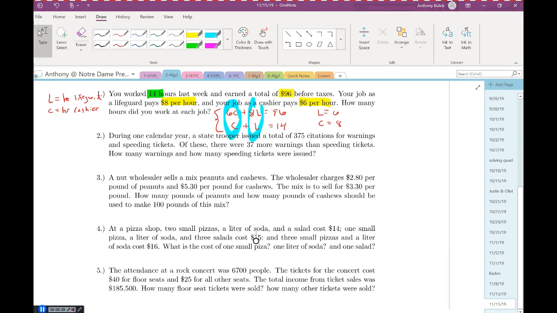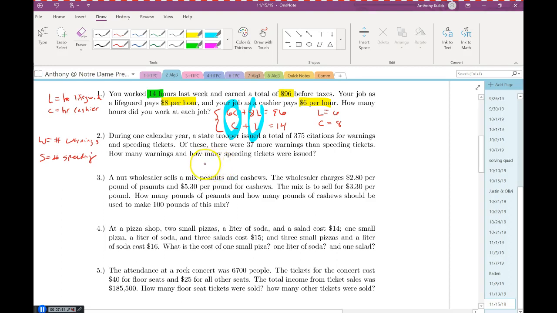Number 2: during one calendar year, a state trooper issued a total of 375 citations for warnings and speeding tickets. Of these, there were 37 more warnings than speeding tickets. How many warnings and how many speeding tickets were issued? How many variables do we have to solve here? Two. We have the number of warnings, I'm going to call that W, and then the number of speeding tickets, I'm going to call that S. Everybody's okay there?